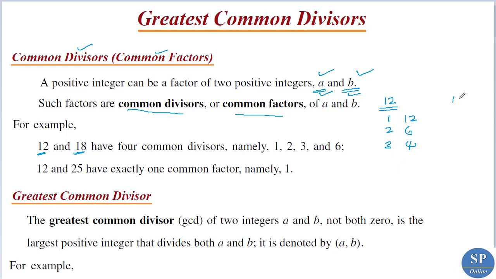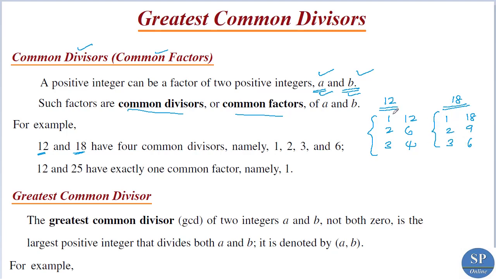Now what about factors of 18? 1 times 18, that is, 1 and 18 are factors of 18. Now 2 times 9, so 2 and 9 are factors of 18. 3 times 6 are factors of 18, so 3 and 6. Now 6 times 3 etc. So these are the factors of 12 and these are the factors of 18.